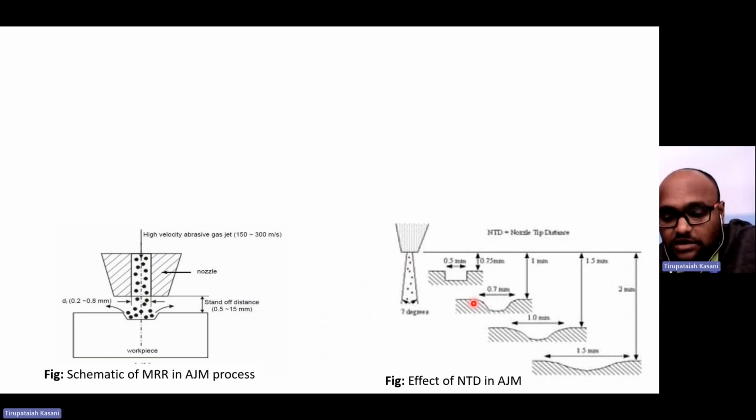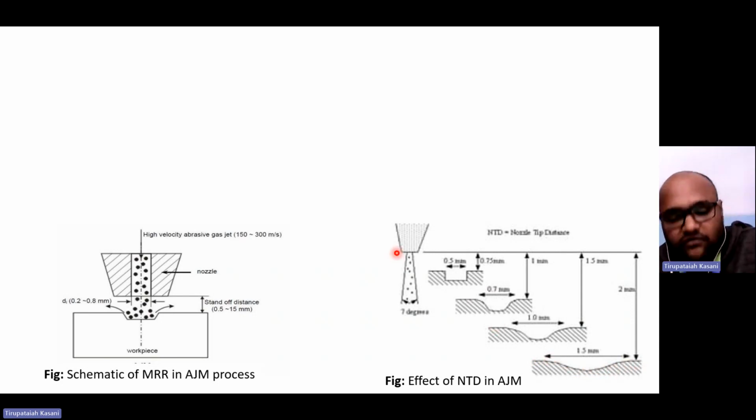Means the top side surface of the workpiece material, as the distance NTD is increasing from 0.75 to 2 mm, the top surface of the workpiece, which is exposed to the stream of these abrasives and air, is also increasing. That is the reason why 0.5 to 0.7, 0.7 to 1, 1 to 1.5. Means the machining area or the region is also increasing.